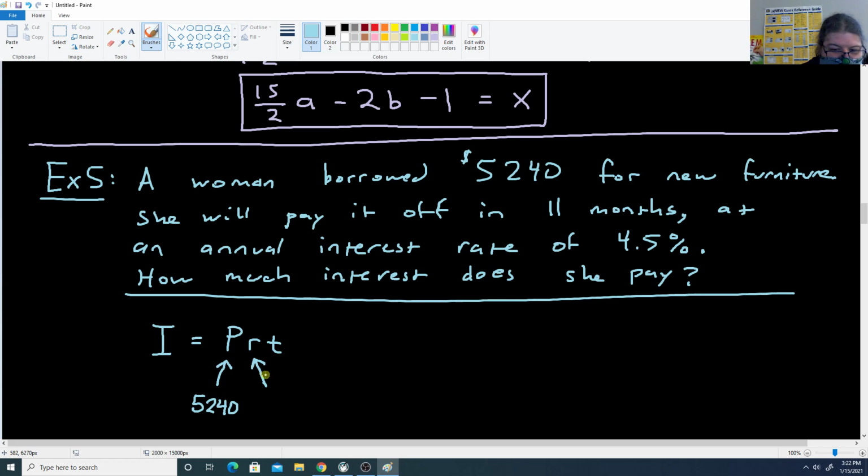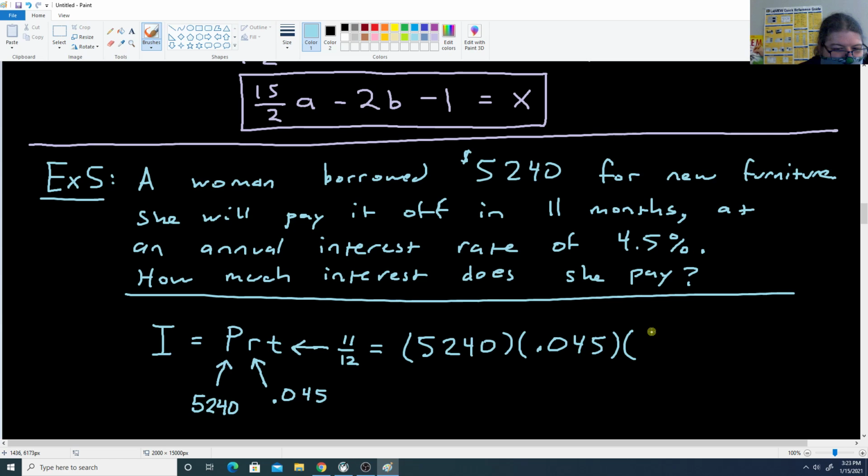R is the interest rate. We have to write the interest rate as a decimal, so 4.5% will be 0.045. And the time, we need time in terms of years. 11 months is 11/12ths of a year, so we're going to use the fraction 11/12ths to get the interest. When we put this together, we get 5,240 times 0.045, all multiplied by 11/12ths.